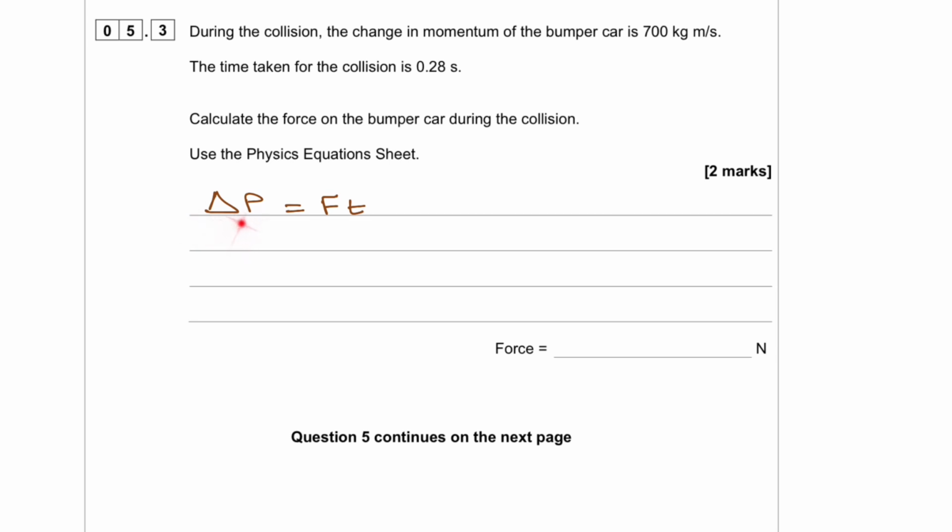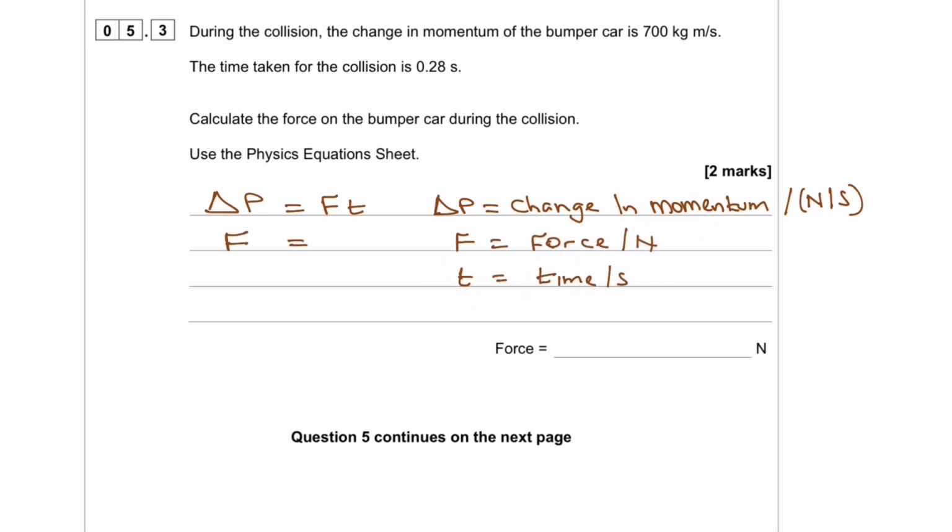The change in momentum is equal to force times time, which we call impulse. This is the change in momentum, F is force, T is time. Therefore, we can say F equals change in momentum over time. Plugging in the values, we get the force to be 2,500 newtons.